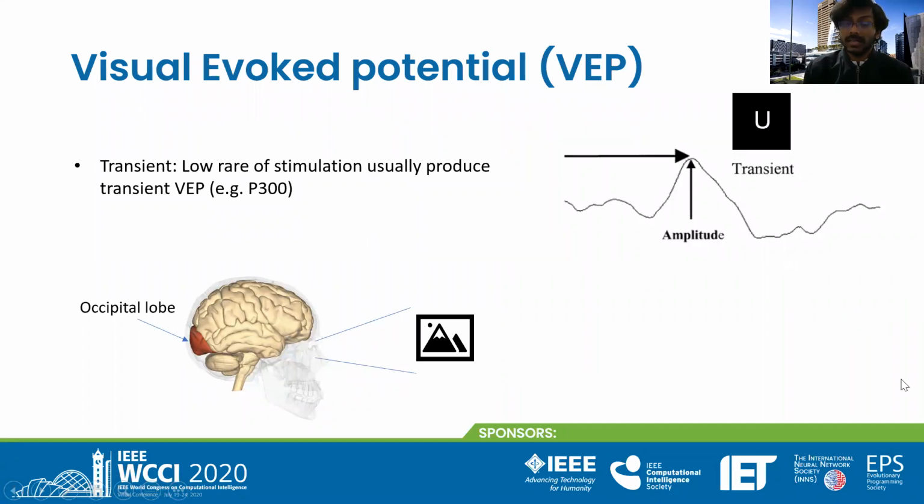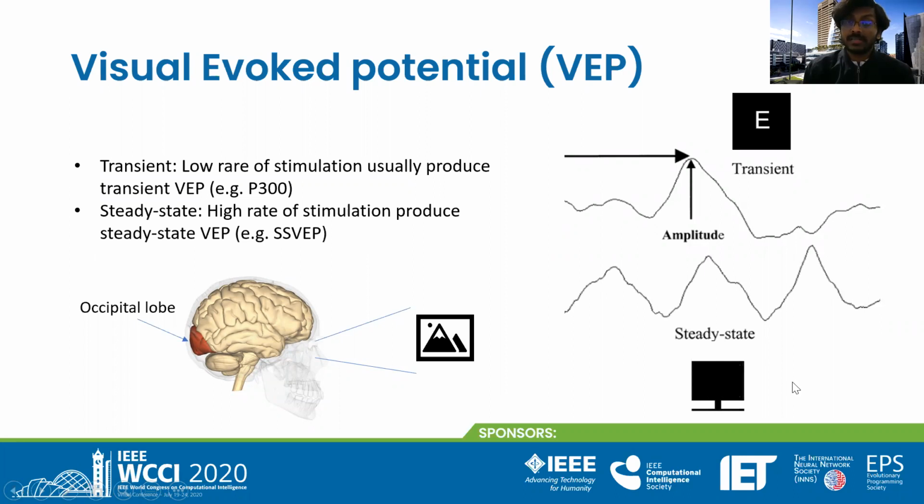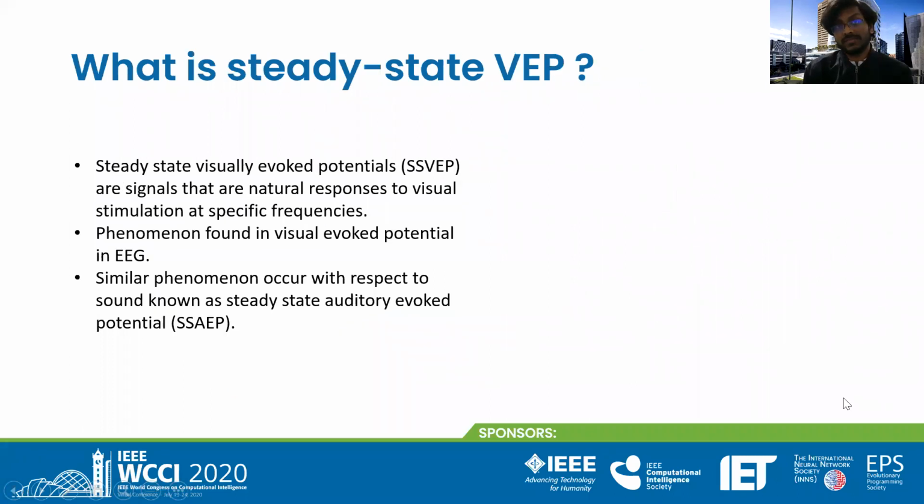But on the other hand, if we present the user with a certain flickering visualization like presented here, then he presents several such peaks you can see here. These peaks are always close to the same amplitude and this is usually known as a steady state visual evoked potential. So that's where the SSVEP comes from. Let's see a more formal definition of SSVEP. SSVEPs are the signals which are a natural response to visual stimulation at a specific frequency.